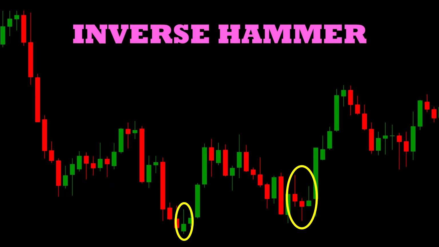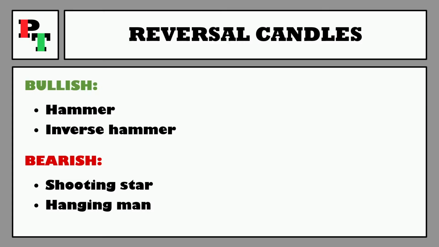They need that downtrending context to prove the potential reversal as bullish. That's the bullish reversal candles. On the bearish side of things, we've got the shooting star and the hanging man, which are just the opposite numbers to the hammer and the inverse hammer. They are the same single candle pattern, but this time they need to be given the context of a market which has been on the rise.